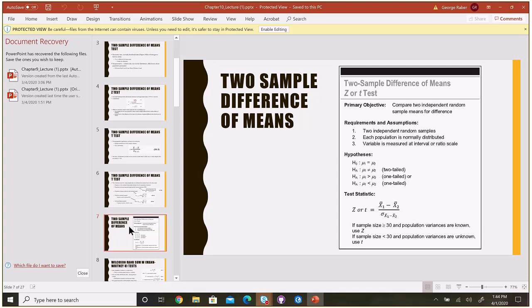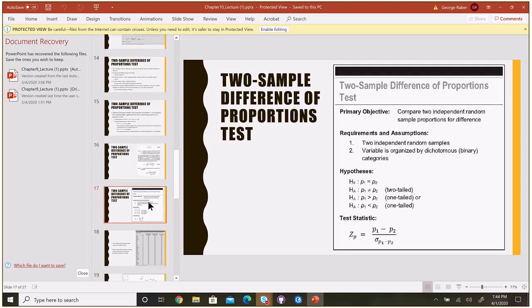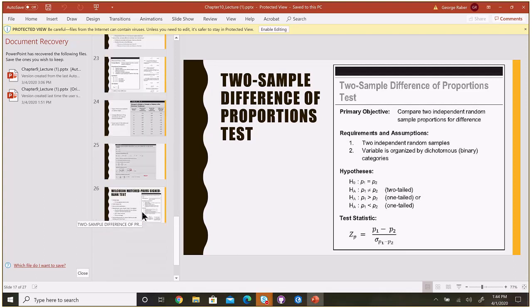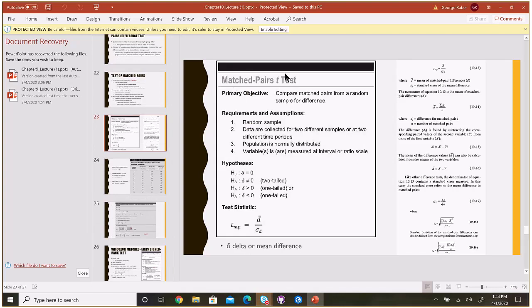Let's contrast that to, skip ahead a little bit here. Let's contrast that to this. Let's contrast that to the matched pairs test, this one. This is a dependent test. It compares matched pairs from a random sample for difference. What this is doing is comparing two different samples of the same group. In other words, it's comparing the United States, maybe percentage of female labor force.